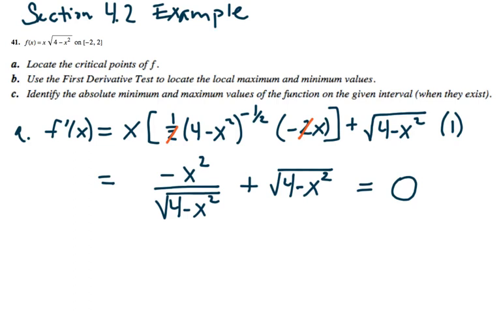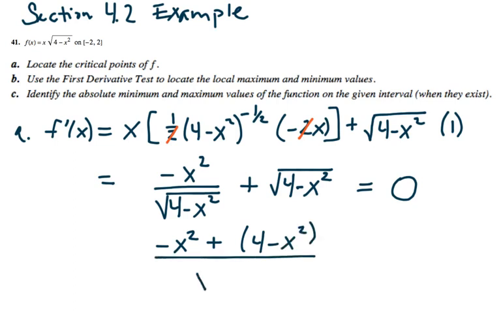A couple ways to proceed. I think what I'm going to do is get a common denominator of the root 4 minus x squared. So I'm going to multiply the second term by root 4 minus x squared over root 4 minus x squared. It's going to give me minus x squared plus 4 minus x squared all over radical 4 minus x squared. And we're solving that for 0. Now I'm going to try to clean up the numerator a little bit. We've got 4 minus 2x squared all over the square root of 4 minus x squared.